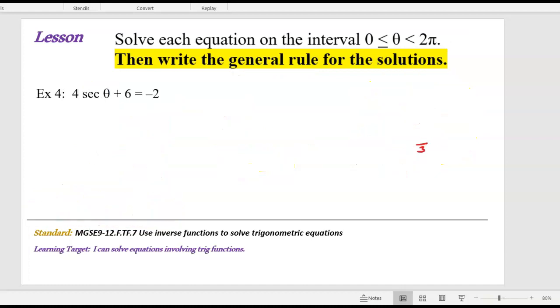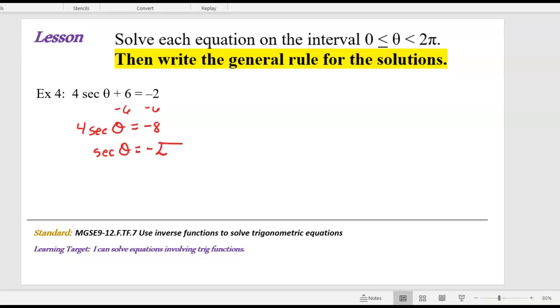Let's work a secant theta problem. So once again, get secant theta by itself. Okay, so the first step, subtract 6 on both sides. 4 secant of theta equals -8. Divide both sides by 4. -8 divided by 4 is -2.